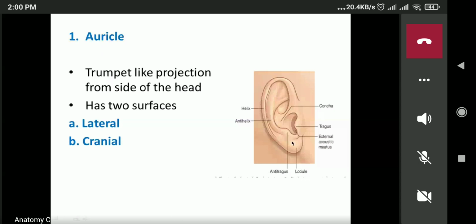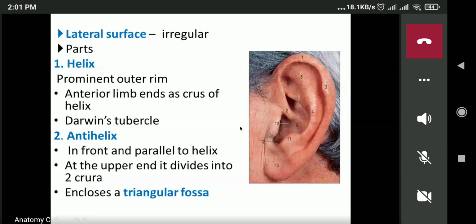Okay. Then the auricle has got two surfaces. So that is the lateral surface and the cranial surface. The one which you are seeing, the irregular surface, this is the lateral surface, and behind the lateral surface is the cranial surface. Now coming to the lateral surface, which is irregular and consists of many parts.